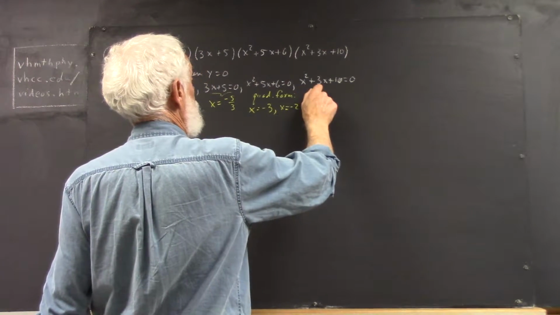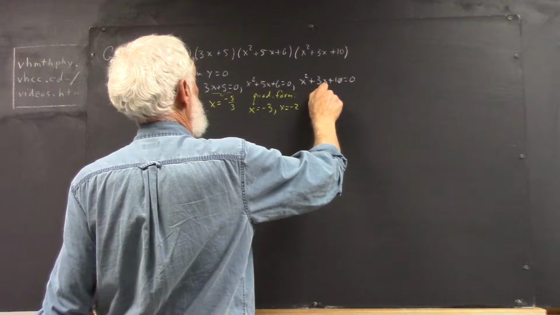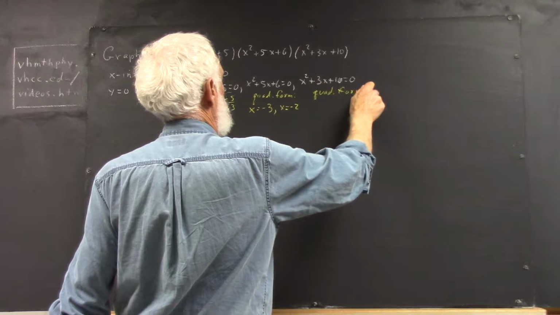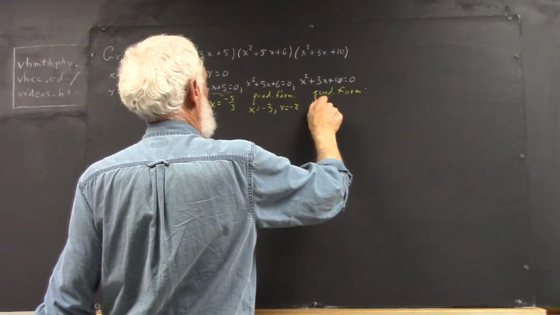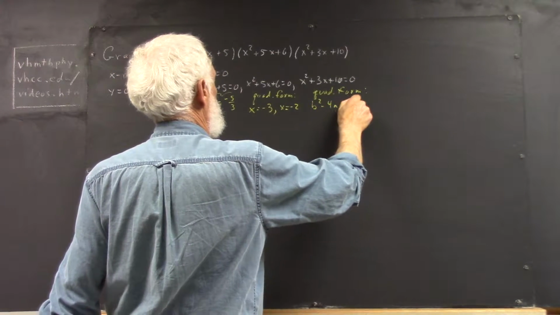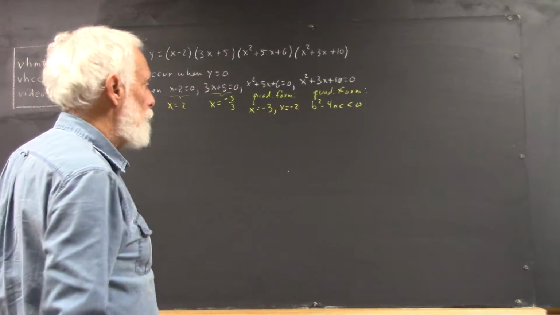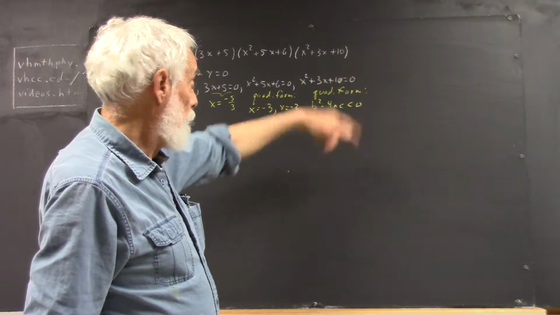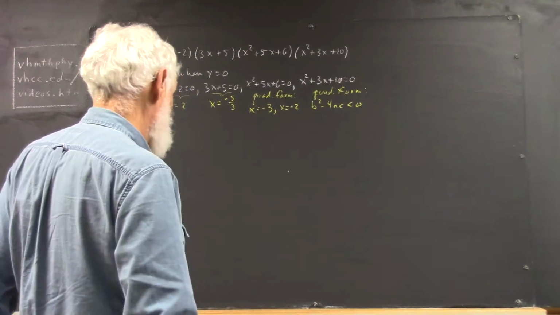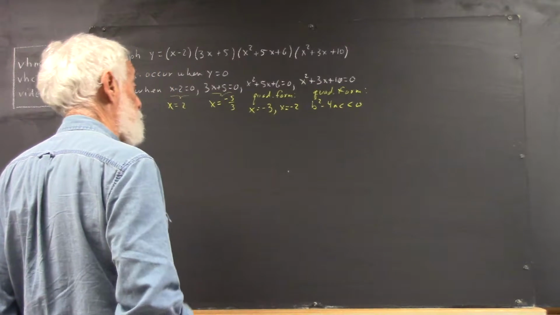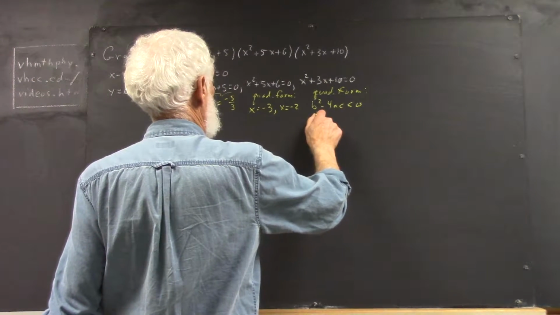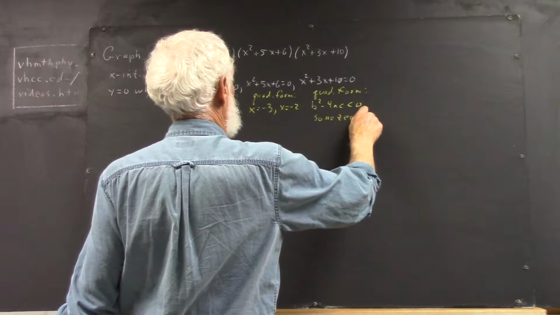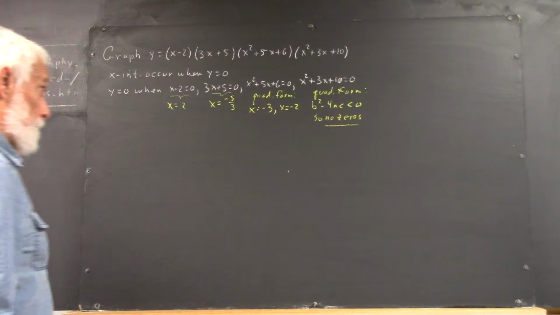Now here, we use the quadratic formula and we find that the discriminant b squared minus 4ac is less than 0. I think it's negative 31. You can check that out, but it's certainly less than 0. So we get no zeros from this factor.